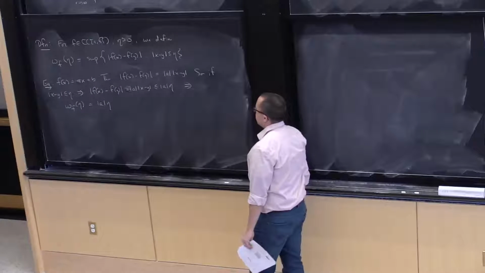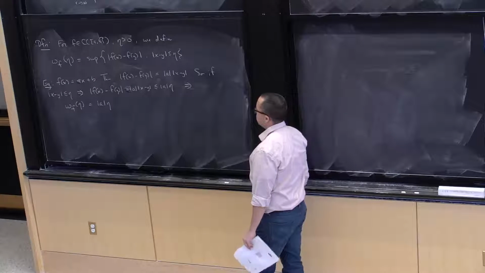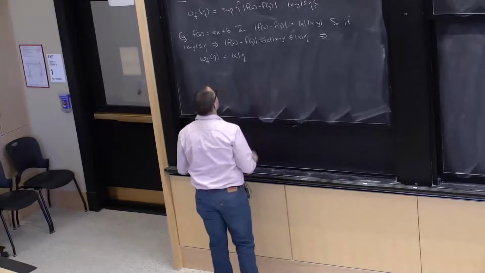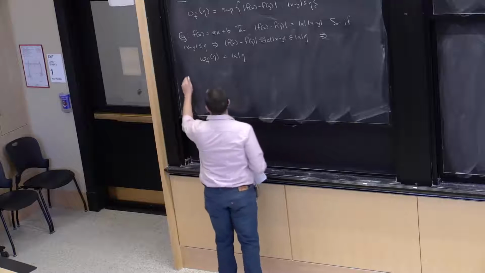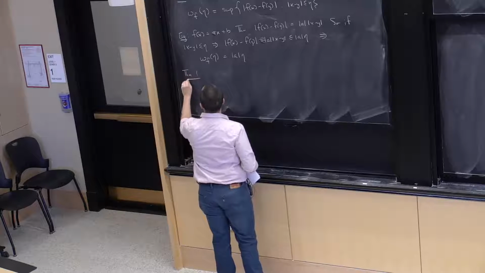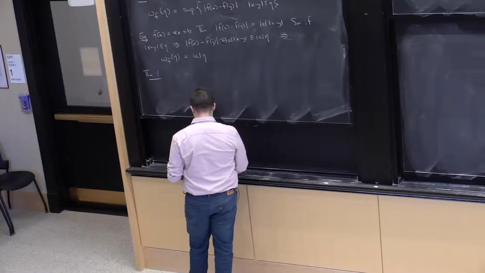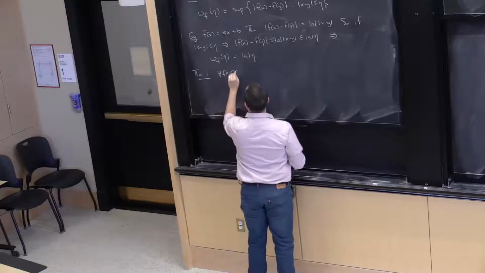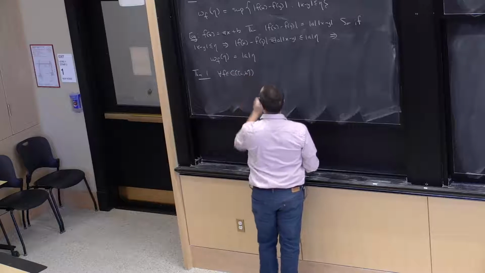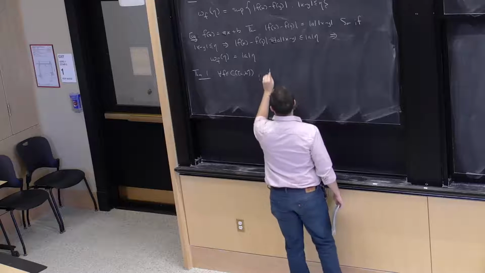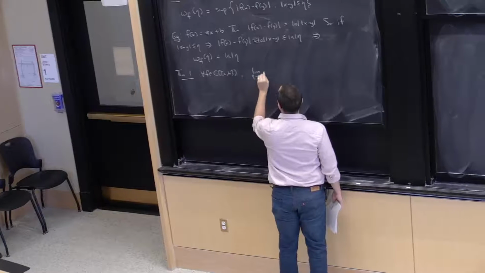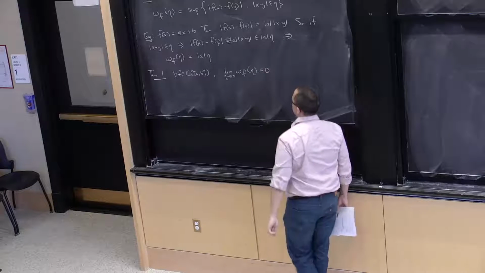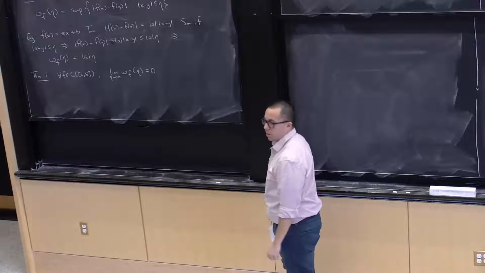And this is not special to this function. In fact, it's true for all continuous functions. So let me state the theorem and then give you an interpretation of it. So let me call this theorem 1. For all f continuous on the closed and bounded interval [a,b], the limit as eta goes to 0 of omega f of eta equals 0. Okay?